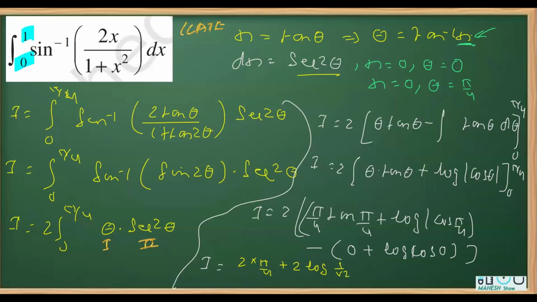So if I reduce it further, I should get I as pi by 2 minus, all right, this is log. I can place this using this identity: n log x is log x raised to the power n. So I'm going to write log of 1 by root 2 raised to the power 2, which gives I is equal to pi by 2 minus log 1 by 2.